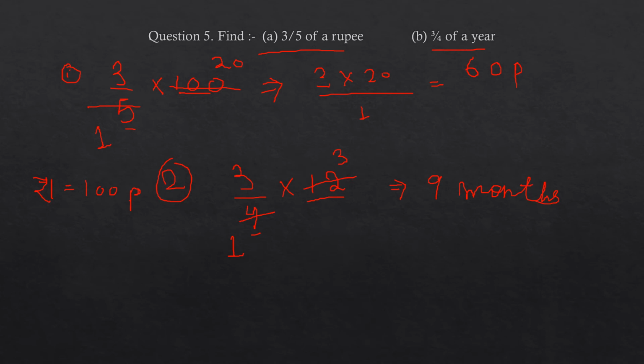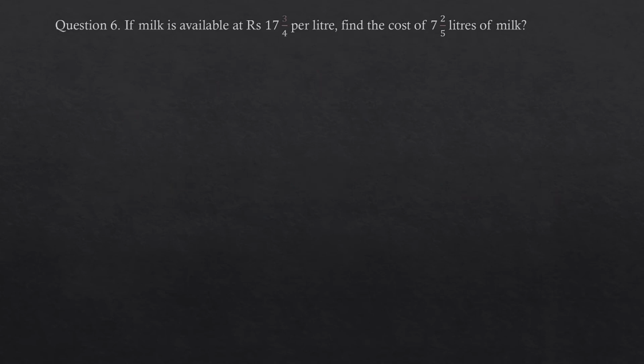Now let's proceed. The next question is a word problem. In this question, milk is available for rupees 17 whole 3 by 4 per liter, and we have to find out the cost for 7 whole 2 by 5 liters of milk. So let's relate this question with an example first.